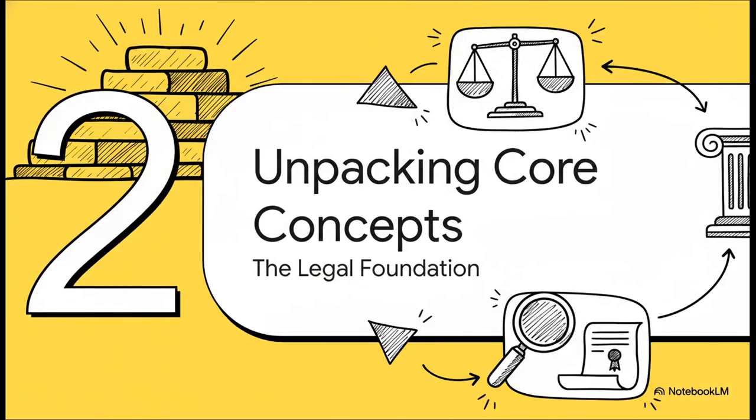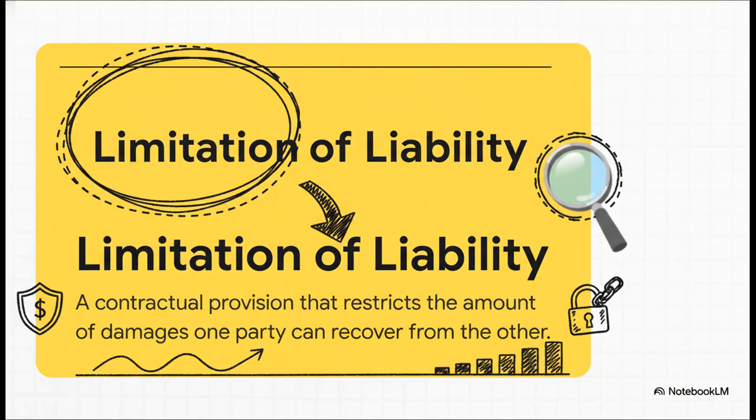Next up, part two. Let's unpack the core concepts, the legal foundation we're building on. First off, what in the world is a limitation of liability clause? You see these all the time in professional services. The easiest way to think of it is as a financial safety net. It's basically where both sides agree right up front, look, if something goes wrong, here's the absolute maximum amount of money one of us will be responsible for. It's all about managing risk before a project even kicks off.